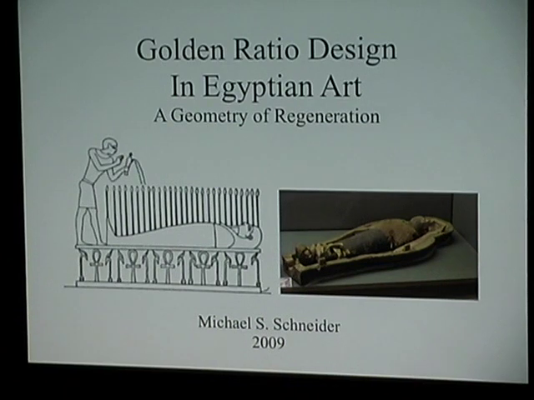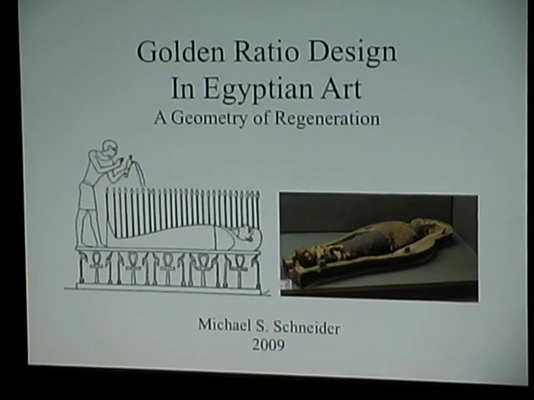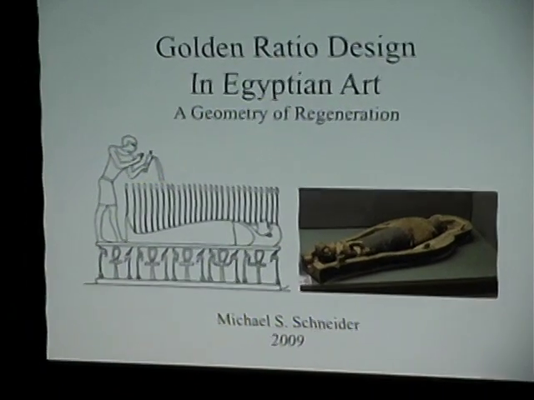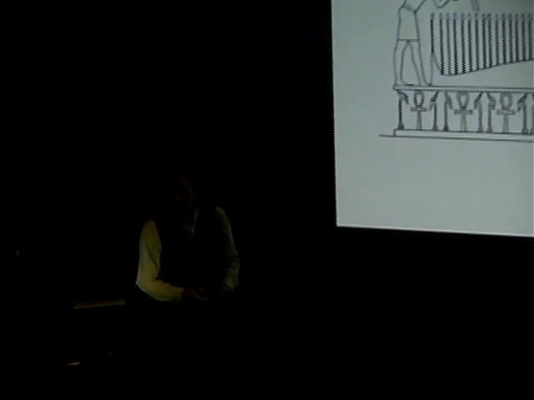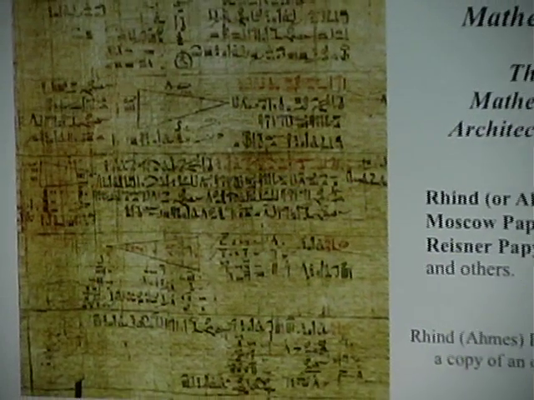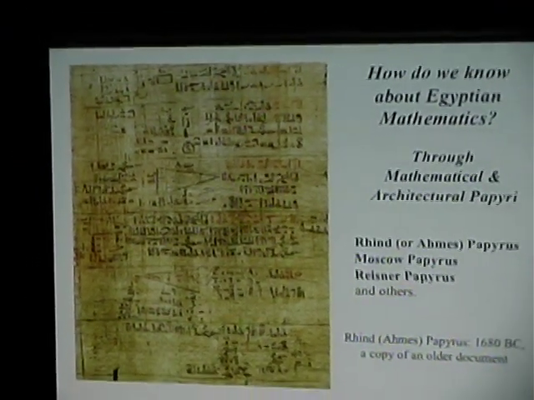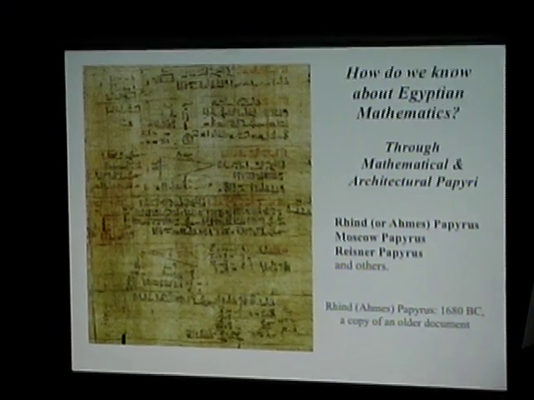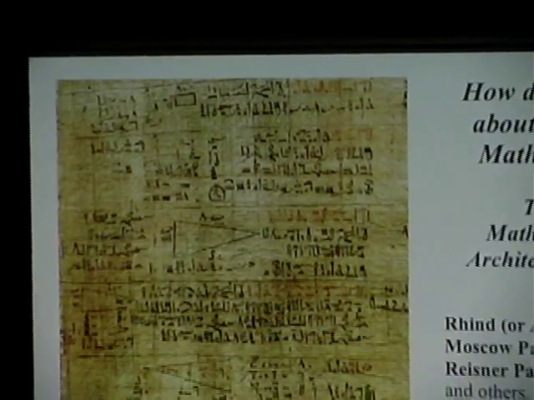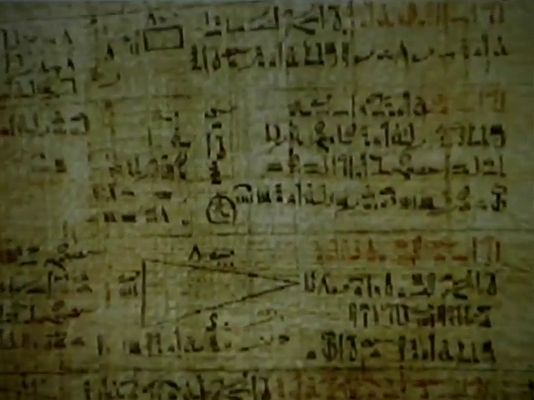I don't know why the archaeologists and anthropologists and Egyptologists and so forth don't see it. Maybe it's a poor mathematical education. Maybe it's they don't want to see it. But we'll see how this works. So let's see. Well, what do we know about Egyptian mathematics? What we do know generally is through mathematical papyri, and architectural papyri. For example, this one called the Rind papyrus, or sometimes called Akhmes papyrus.